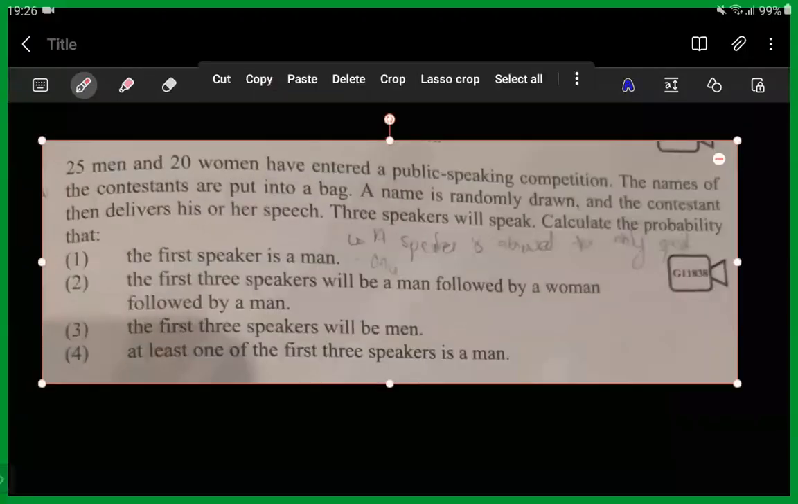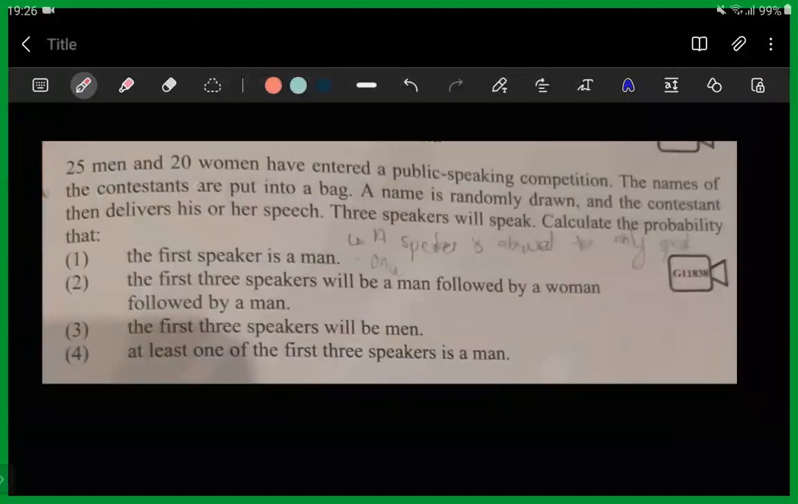Here, 25 men and 20 women have entered a public speaking competition. The names of the contestants are put into a bag. Then a name is randomly drawn, and the contestant delivers his or her speech. And then it says here, 3 speakers will speak. Calculate the probability that dash dash dash.